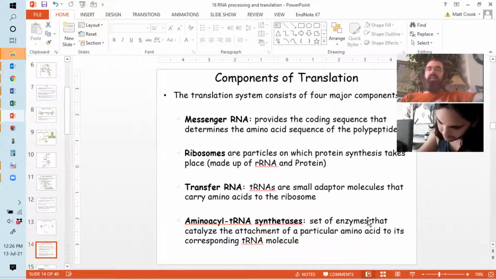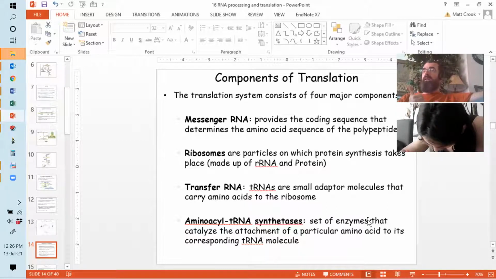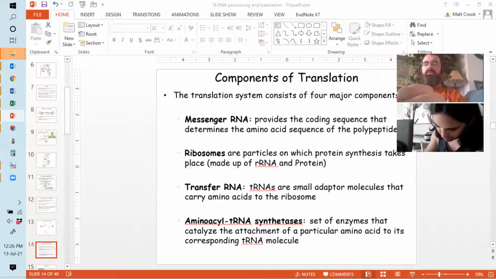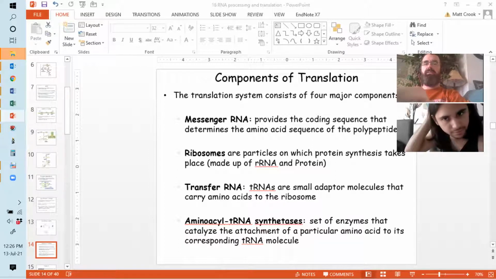So essentially in translation, and this is both eukaryotes and prokaryotes, there are 4 main components. One, the information that's going to be translated. That's what will determine the amino acid sequence of the polypeptide. It's probably worth getting some definitions up here. The polypeptide is really the sequence of amino acids.